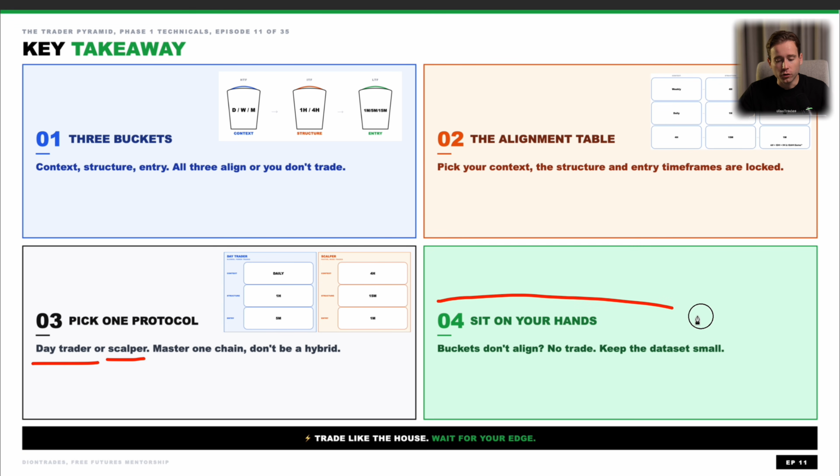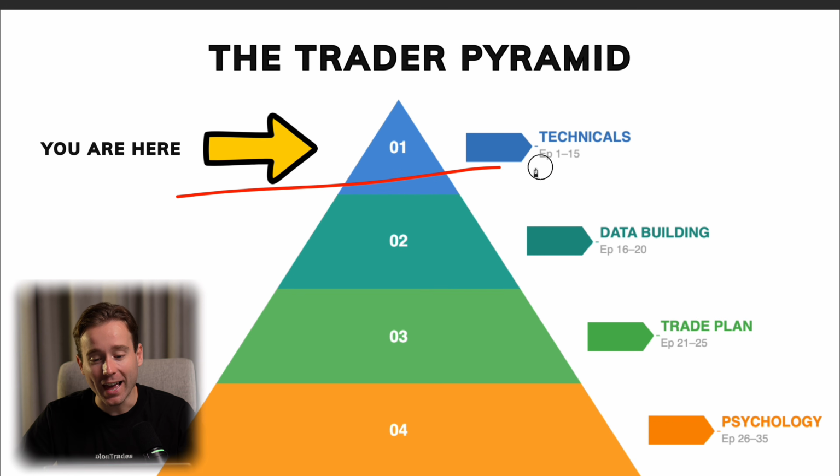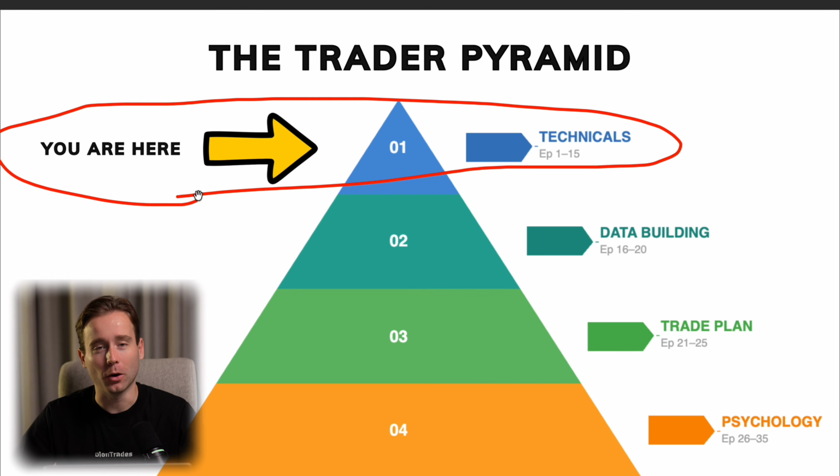And what if the buckets don't align? If there's not a clear structure, very simple. Then there's nothing for you to do. Then you sit on your hands, there's no trades, and you can keep your data set, the amount of trades you take, very clean. If the trade is there, you take the trade. If the trade is not there, you don't take the trade. And there you have it, layer 11 of the technicals part of the trader pyramid.